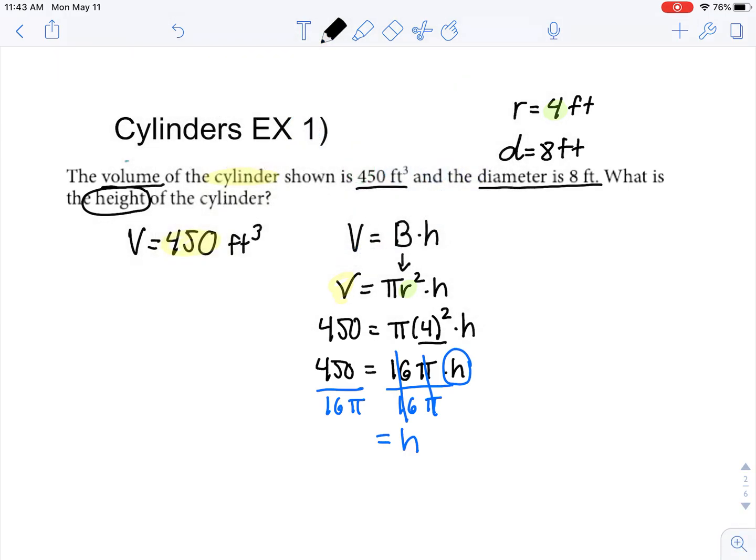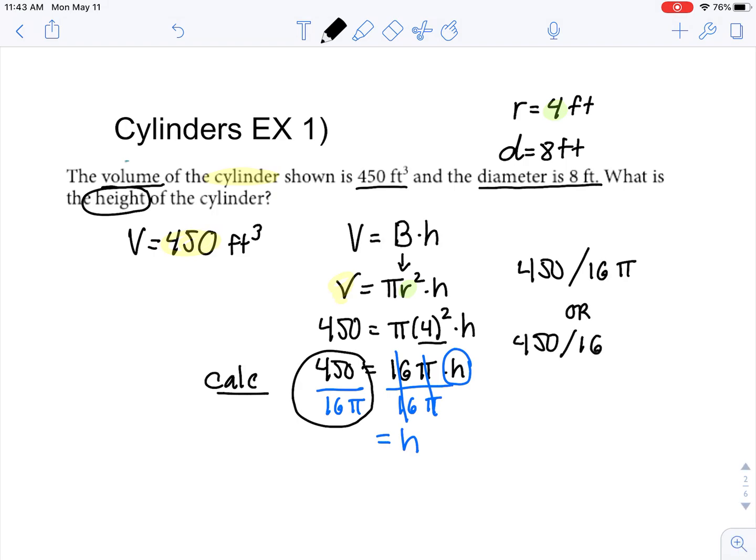height alone. What I want to discuss for just a moment here is how important it is that you put this in your calculator correctly. If you go to put it in your calculator and you type this in, 450 divided by 16 pi, or let's say you do this, 450 divided by 16 times pi. Both of these will give you the wrong answer. And the reason for that is because your calculator is programmed to follow order of operations.